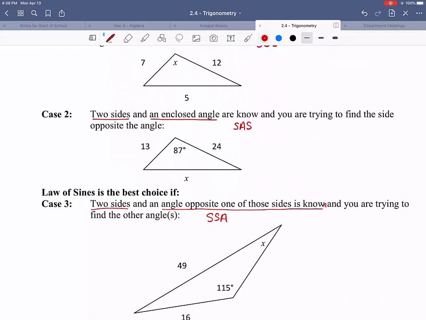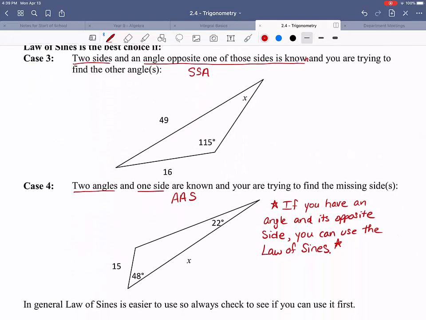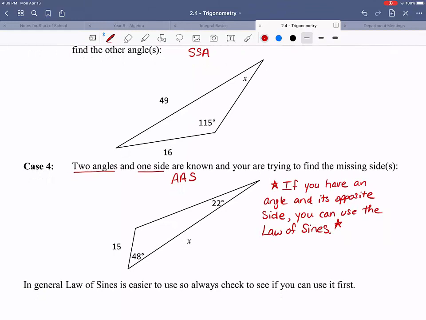Let's go back up to the top. Now here, on case 1, we don't know any angles, so we have to use the law of cosines. Here we know one angle, but we don't know its opposite side, so we have to use the law of cosines. So I hope you see what this phrase means. If you have an angle and its opposite side, you can use the law of sines. And that's what we're going to do as we go forward.